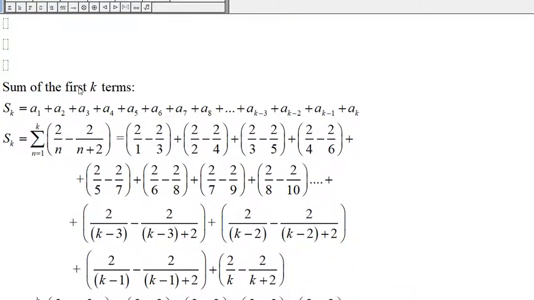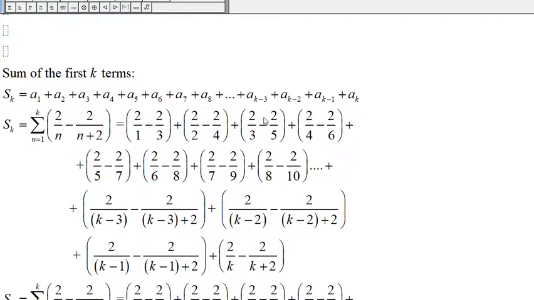So let's write out the sum of the first k terms. The sum of the first k terms is a sub 1, a sub 2, a sub 3, a sub 4, up to a sub k. The term before that is a sub k minus 1, before that is a sub k minus 2, before that is a sub k minus 3. So this is term number 1, that's when n is 1. So we get 2 over 1, minus 2 over 3.